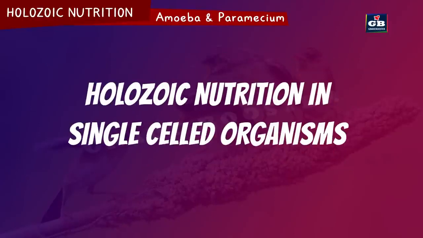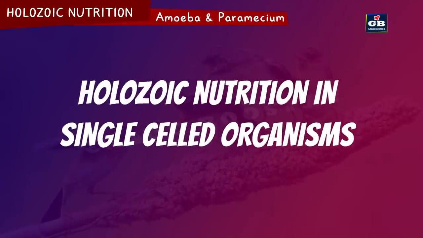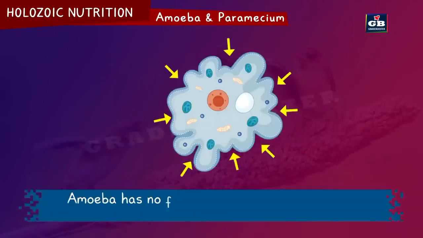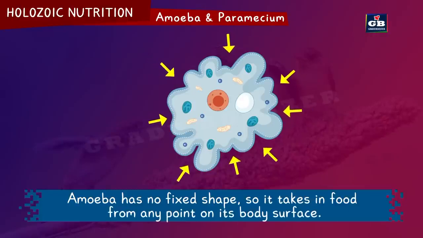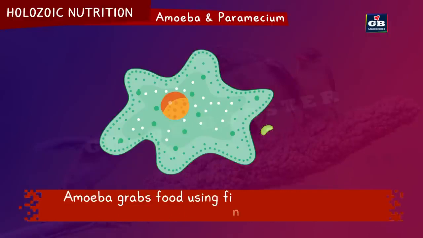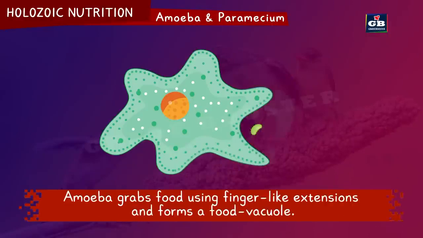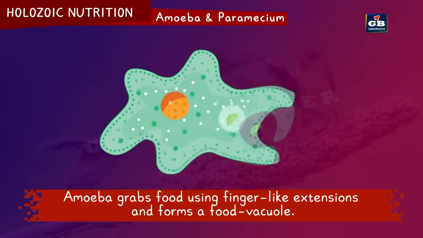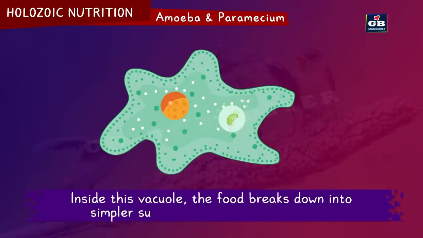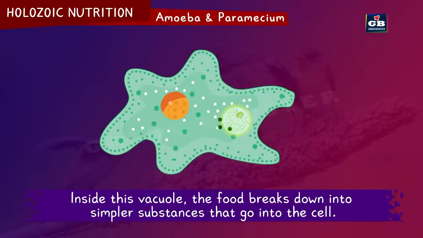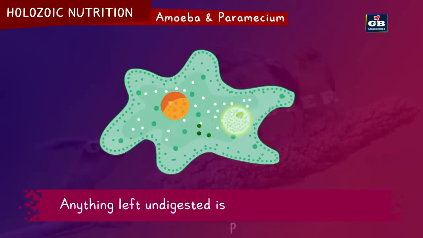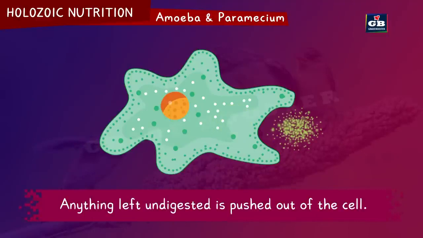Holozoic nutrition in single-celled organisms. Amoeba. Amoeba has no fixed shape, so it takes in food from any point on its body surface. Amoeba grabs food using finger-like extensions and forms a food vacuole. Inside this vacuole, the food breaks down into simpler substances that go into the cell. Anything left undigested is pushed out of the cell.